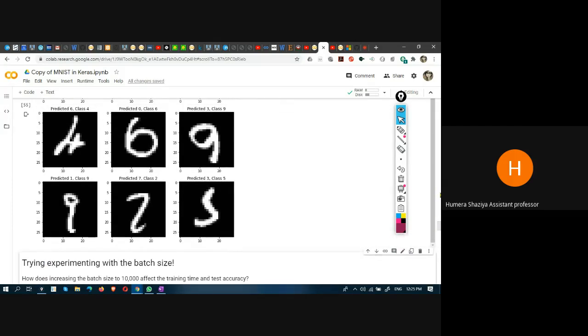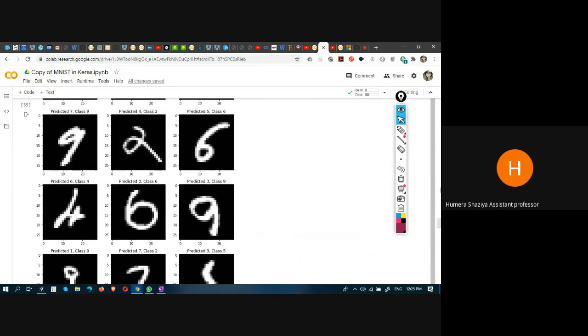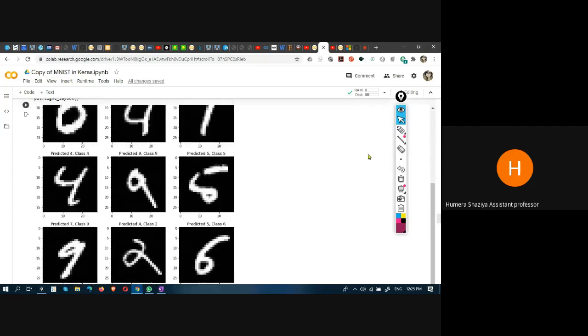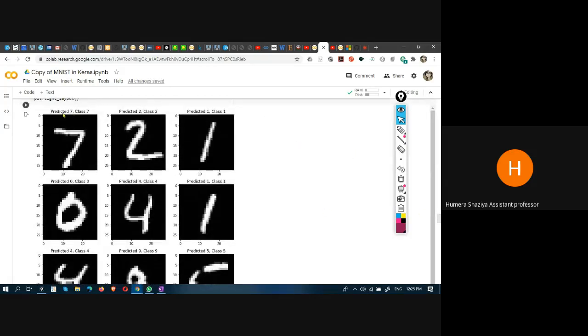So look at here. Predicted is 7, actually 7. This means it is correctly classified. This is right. This is also right. Predicted 2 and actual 2. This is also right. Predicted 1, actual 1. And this is also correct. This is correct. This is correct. This is right.